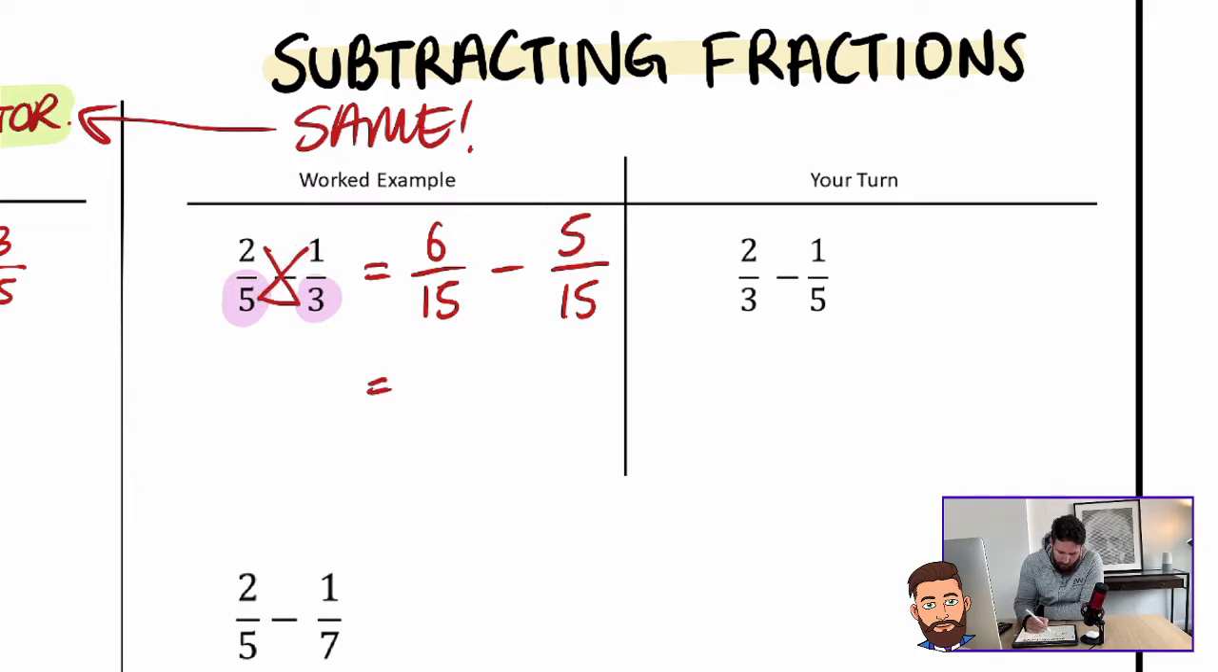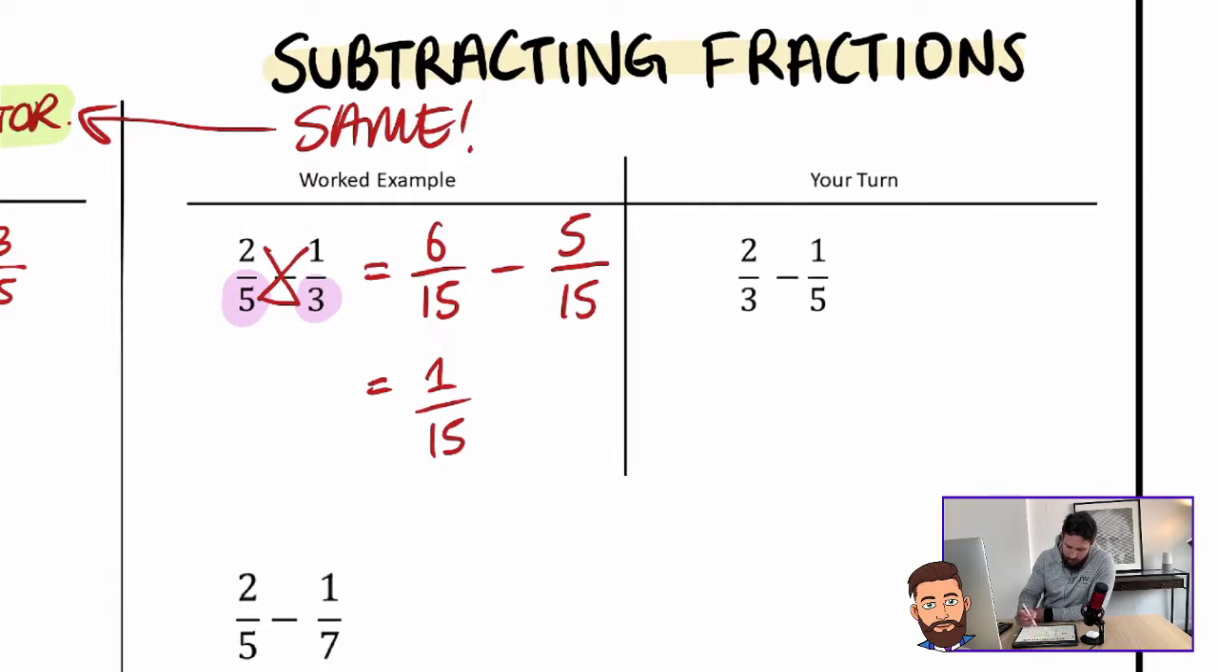Now you just take them away. Once you have the same denominator, you just take them away. 6 minus 5 is 1 over the original 15. You never take away or add the bottoms once they're the same. So have a go at the next one and pause the video.